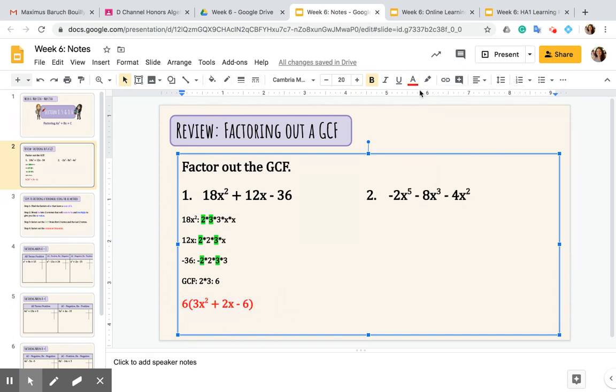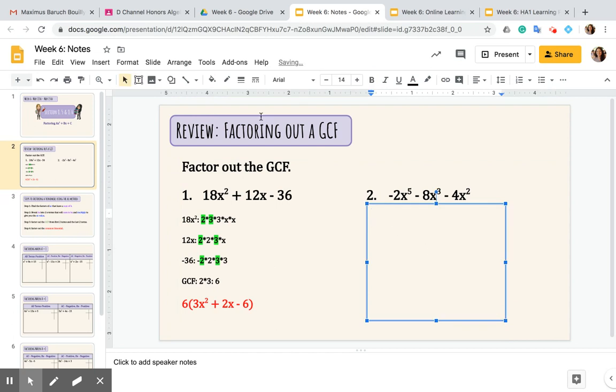I'm going to do the same thing for the other one. So I'm going to insert a text box so I don't have to keep doing anything weird with entering a new line or anything. And I'm going to do the same thing.